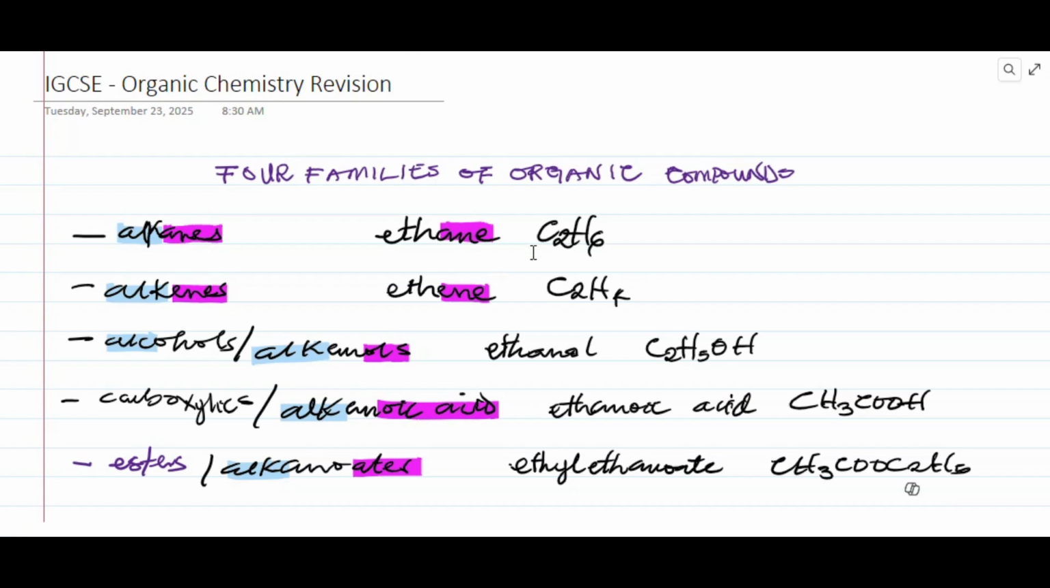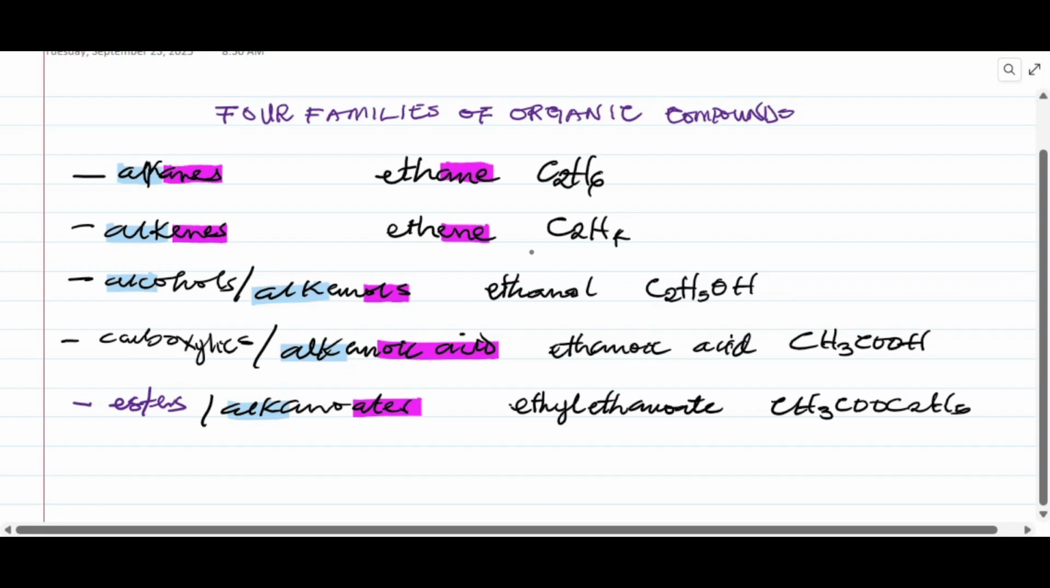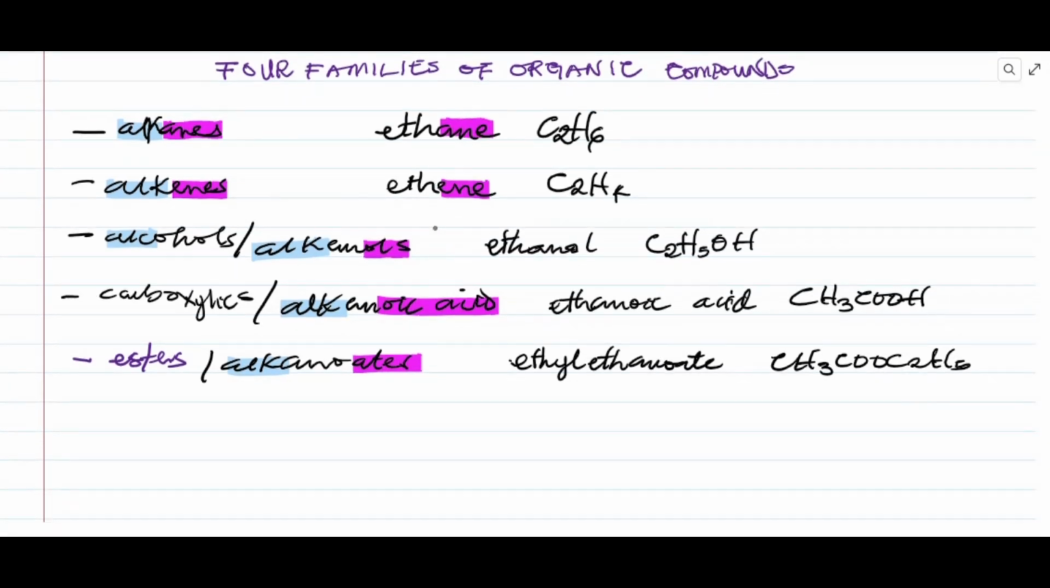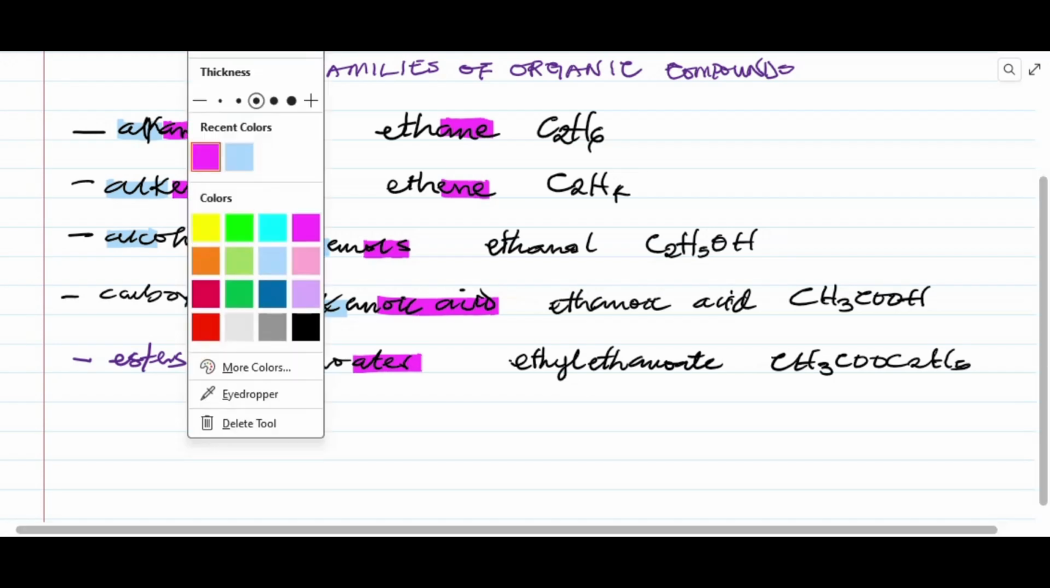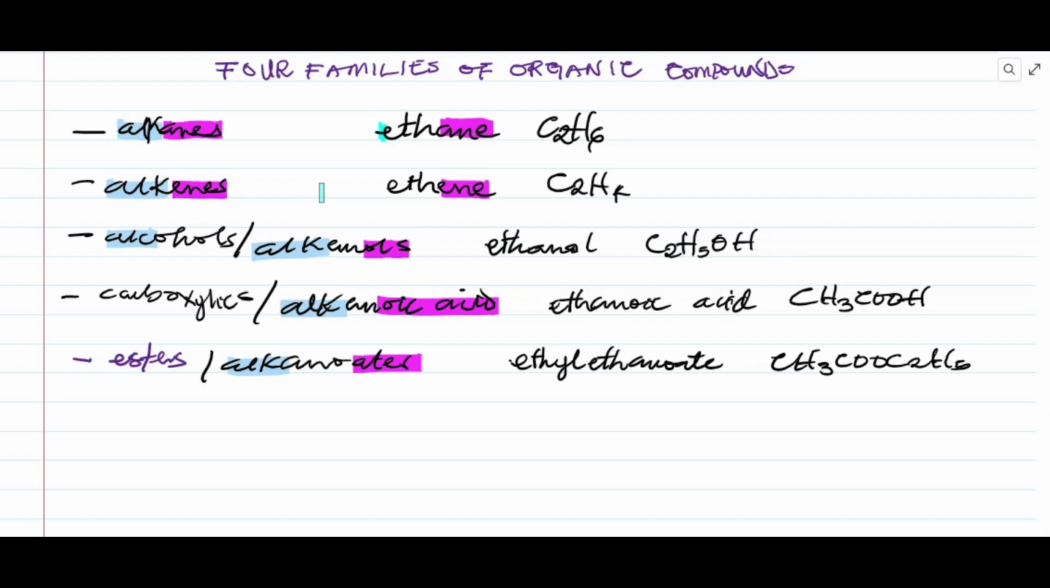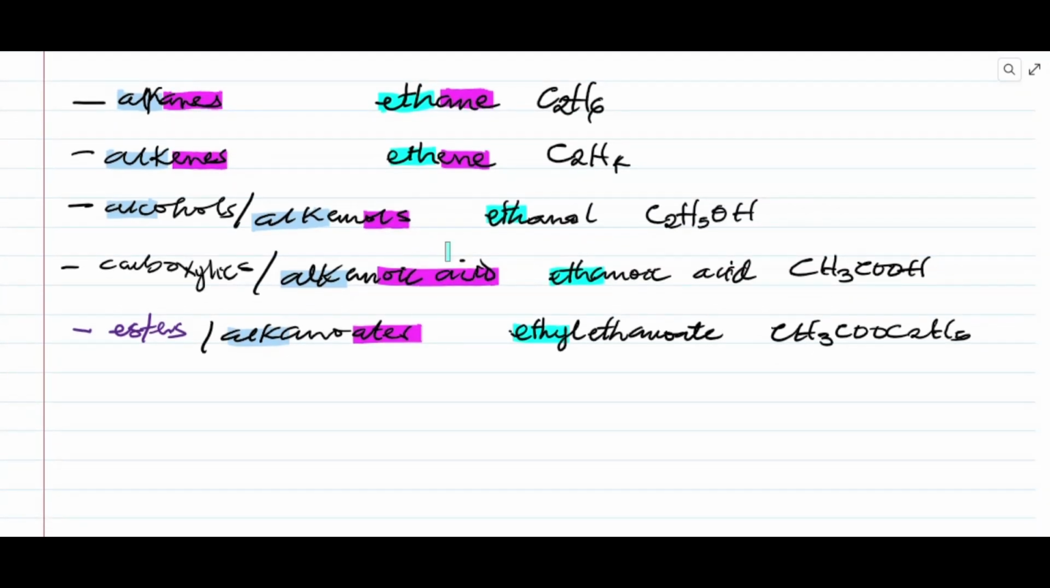Now, what about the beginning part of the name? If you look at these examples that I gave, you will see that all of them have the same way of pronouncing them. Eth for ethane, eth for ethene, eth for ethanol, eth for ethanoic acid, and eth for ethyl. Can this be a coincidence? No. So this eth stands for the number of carbon atoms that are found in that compound.